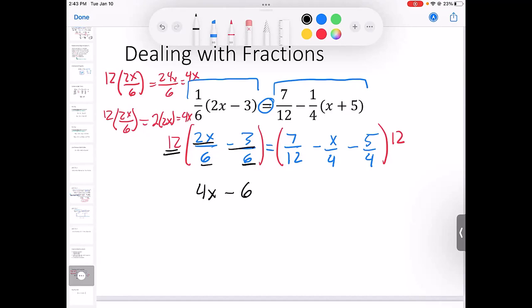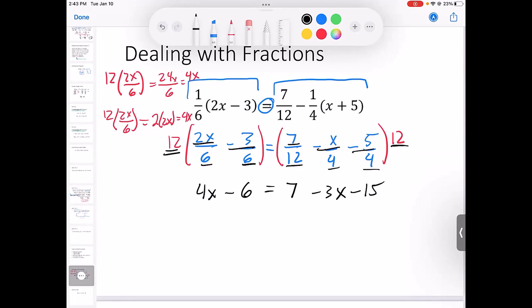Is everybody good with how I'm doing that? Now I'll do the same thing on this side. So 12 divided by 12 is 1 times 7 gives me 7. And then 12 divided by 4 is 3. And 3 times negative x is negative 3x. Then 12 divided by 4 is 3 times negative 5 is negative 15.